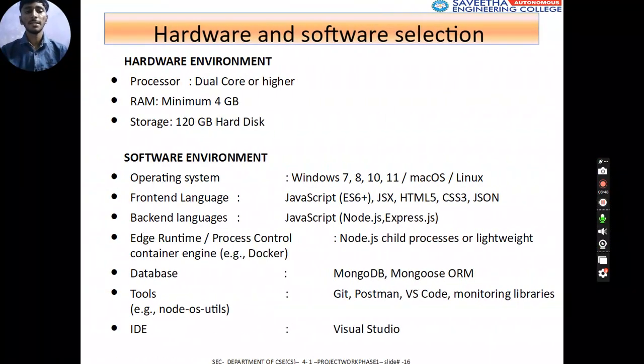Hardware and software selections. To run this project, a minimum of a dual-core or higher processor is required, a minimum of 4 GB RAM is required, and 120 GB of hard disk storage is required.